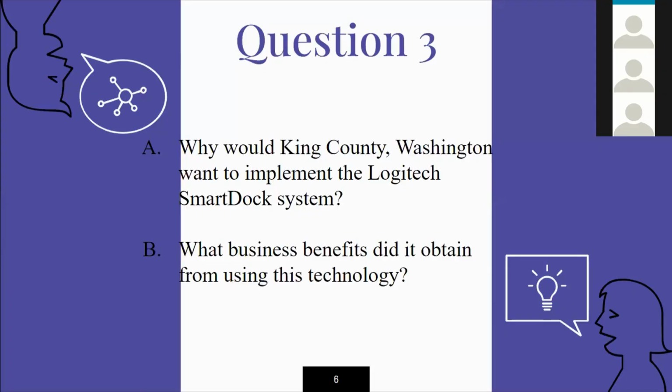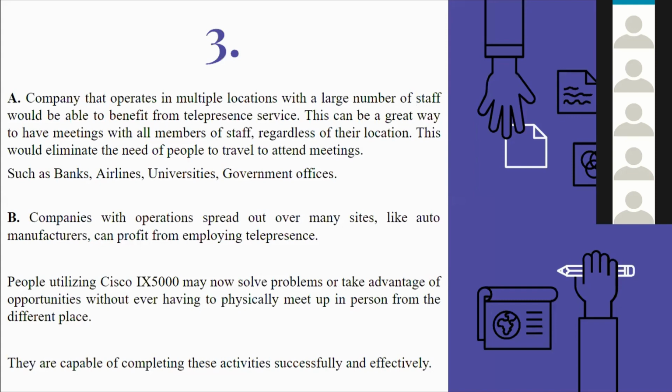Question number 3. Why would King County, Washington, want to implement a Logitech Smart Dock system? And what business benefit did it obtain from using this technology? A company that operates in multiple locations with a large number of staff would be able to benefit from the telepresence service.